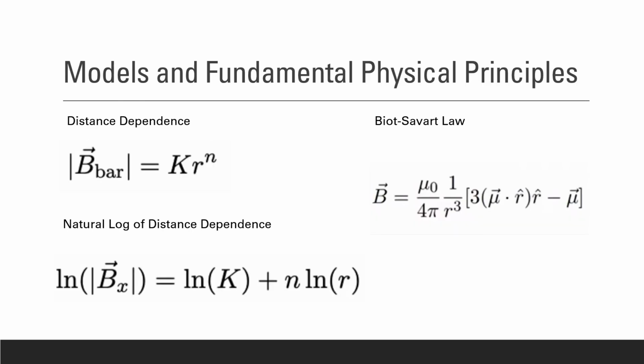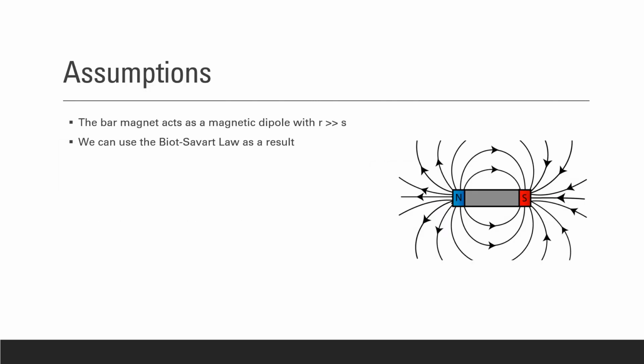2.55. So these are the models and fundamental physical properties used in this lab: the distance dependence equation, the Biot-Savart law, and the natural log of the distance dependence equation. The assumption in this lab is that the bar magnet acts as a magnetic dipole with a separation distance much greater than the dipole distance, and because of this we can use the Biot-Savart law.